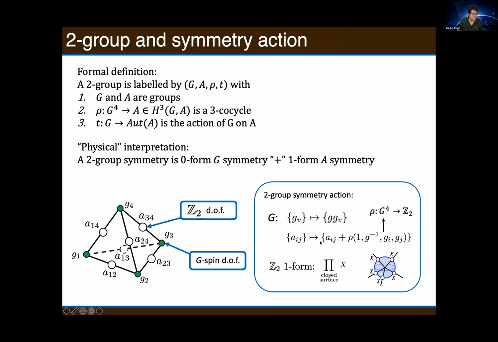It turns out that if we couple them in the right way, this theory can be mapped to the supercohomology theory. It's kind of magic. We can somehow encode the information for the fermion decoration into the coupling between the zero-form G symmetry and the one-form A symmetry. Without going into the mathematical definition, we can just take this as our definition of a two-group. So we have the G symmetry action, the usual symmetry action, times the one-form Z2 symmetry here. This is our two-group symmetry action.